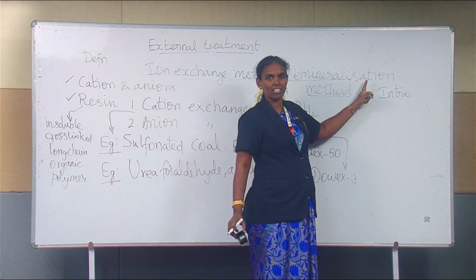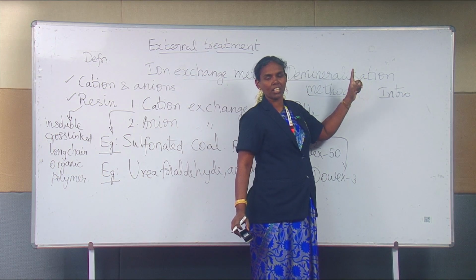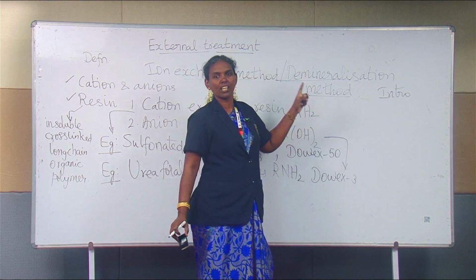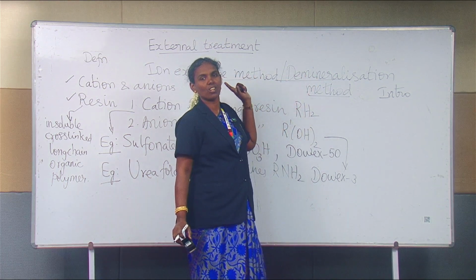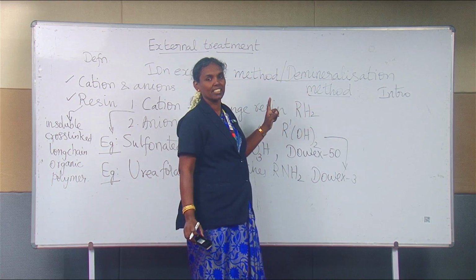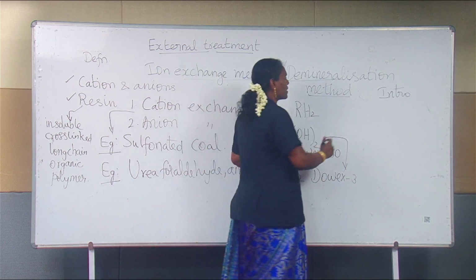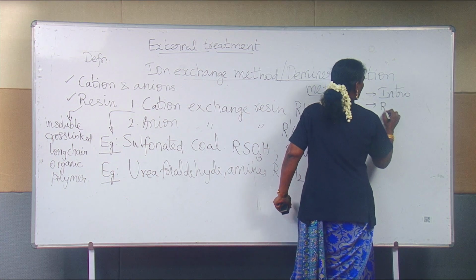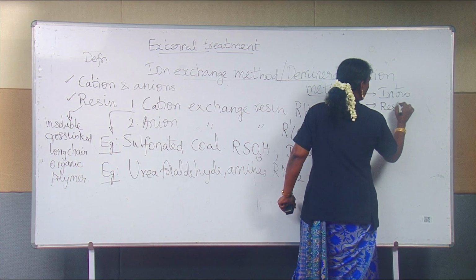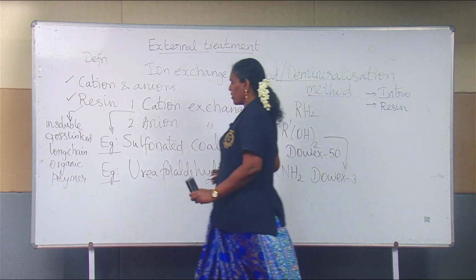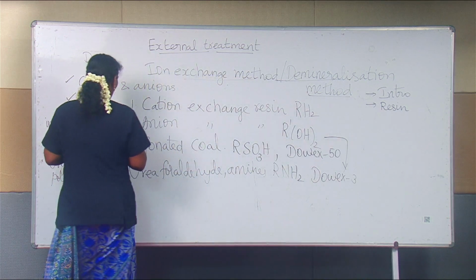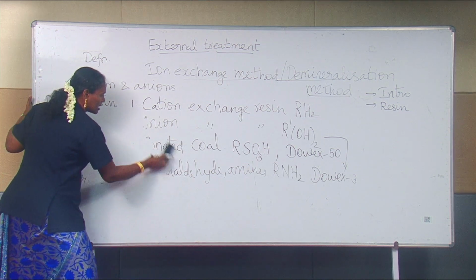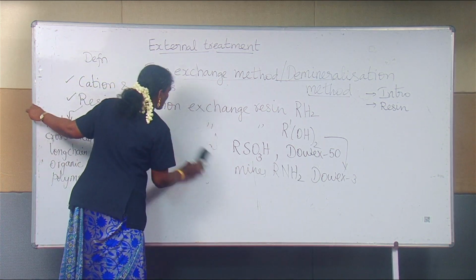First of all, we write the introduction. In the introduction, we say that all cations and anions are removed in this process. Then you have to write the explanation about the resin. Then the next thing we are going to discuss is how the resins are prepared. Preparation of this resin we are going to discuss.